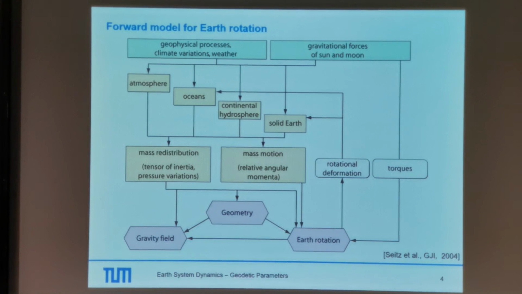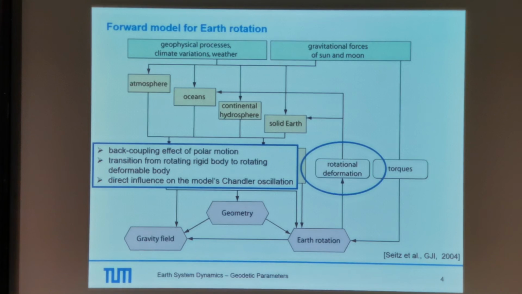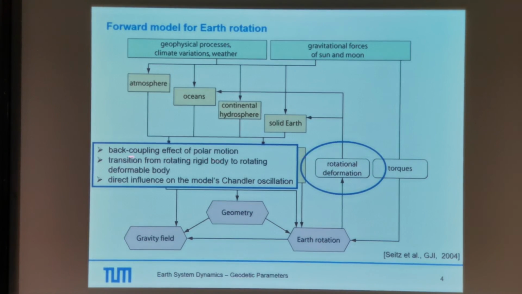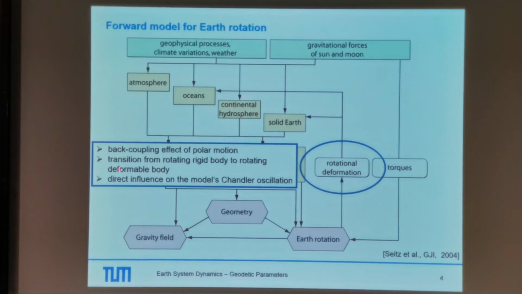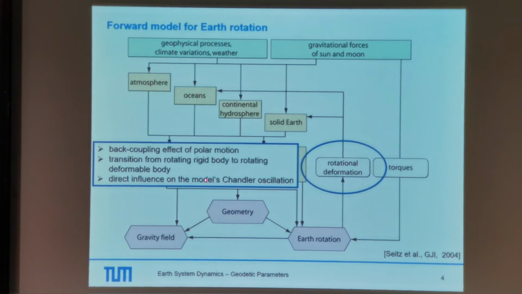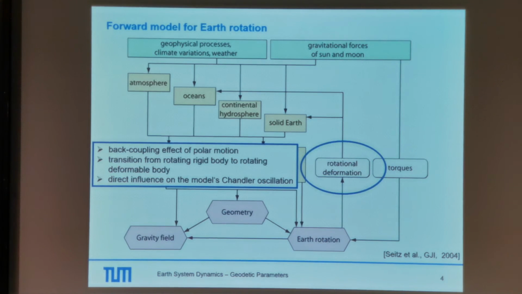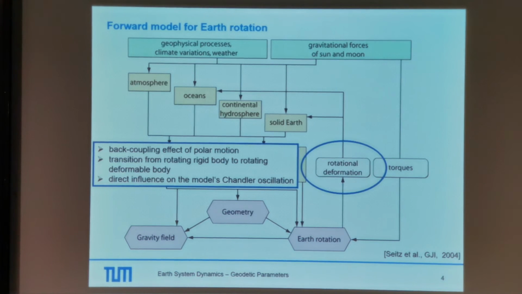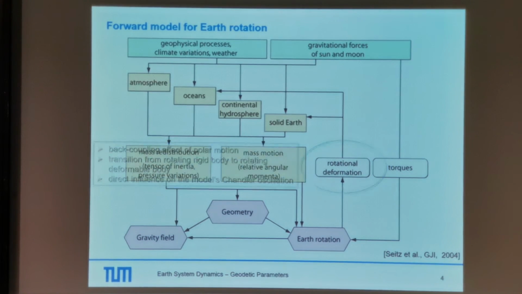If the Earth's rotation is changing, for sure the centrifugal potential is changing, and that's why we have here a back coupling effect of the polar motion. When we move on from the rotating rigid body to the rotating deformable body, somehow here the Chandler period or the Chandler oscillation is then caused due to the dislocation from the Earth's rotation axis to the figure axis. So this is quite important.